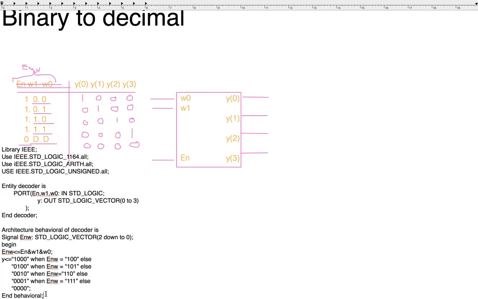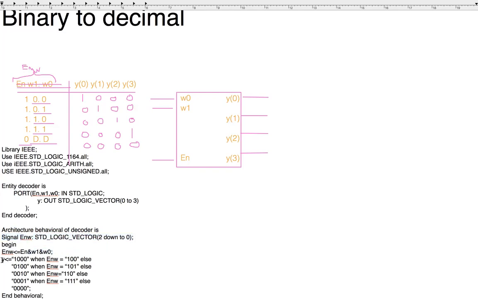And then here, when we look back at the code, let's make sure this is correct. We have all of our libraries here, so we have the statements we need. Then we declare the entity, decoder is, and then we have the ports, EN, W1, W0. We have the output of Y, 0 to 3. And then we end the decoder. And then we have the architecture behavior of decoder is. And for our behavior, we concatenated these 3 inputs together. So we declared the internal signal from 2 to 0 because we had 3 inputs, and then we concatenated them all.